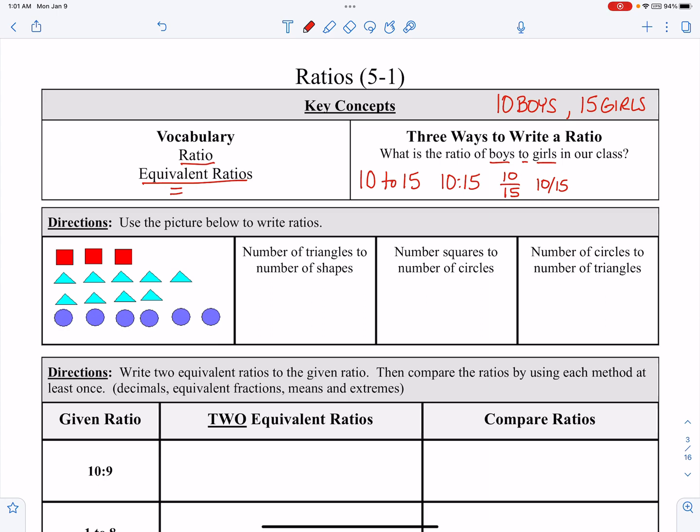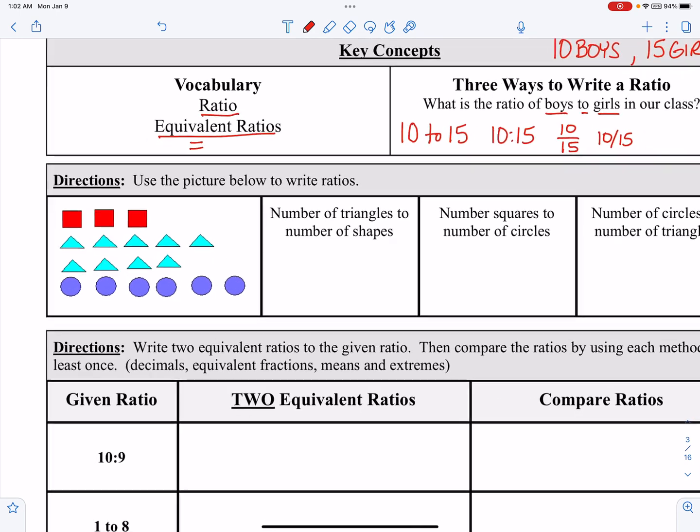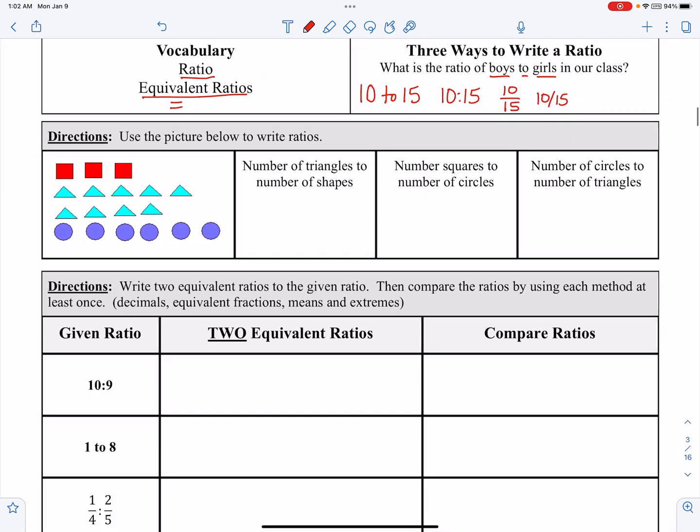Also realize that they are treated like fractions, and so you can divide them and find equivalent ratios the same way you would find equivalent fractions. All right, so down below, let's take a look at just some simple examples.